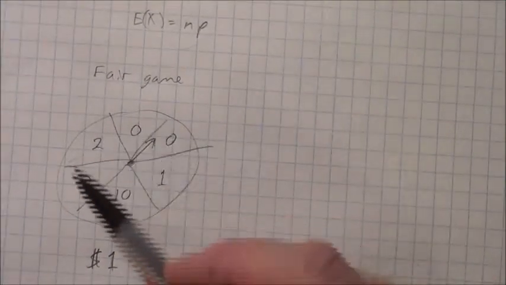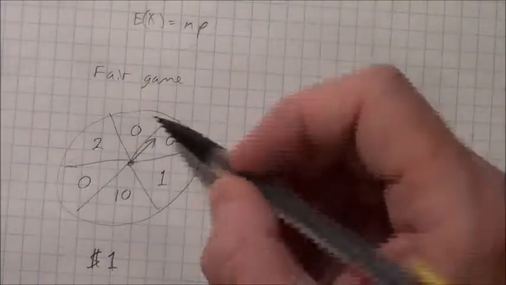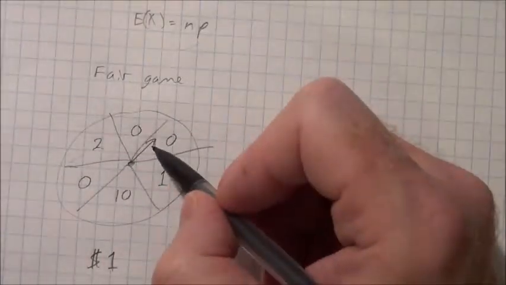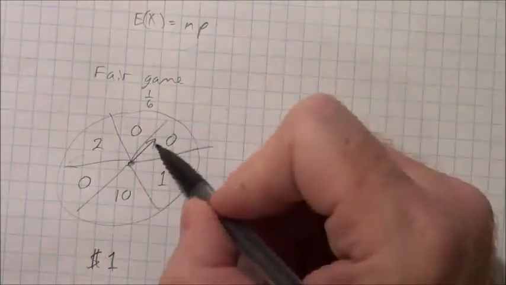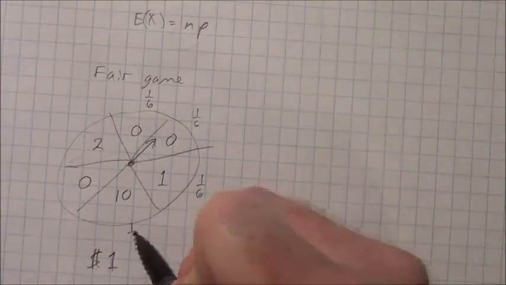So the probability of the spinner landing on each of these, if there are 6 sectors and they're all equal size, the probability of it landing on here is 1 over 6. The probability of the spinner landing here is 1 over 6. 1 over 6 here, etc. So all the way around.